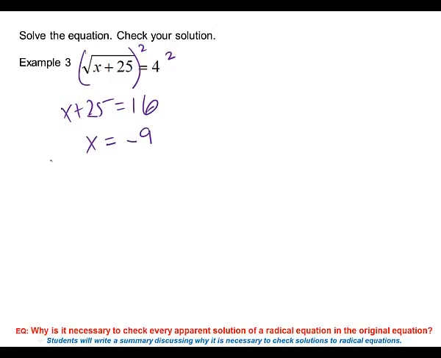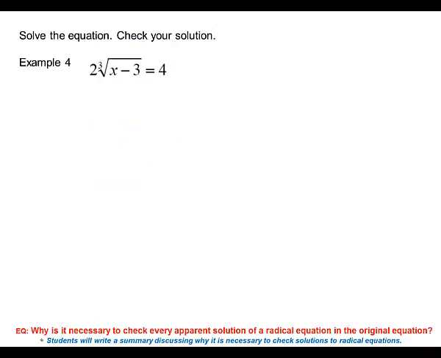Okay, sometimes negatives are problems under radical signs. We don't really want to come out with i's. We want real number solutions today if we can. Okay? So what's negative 9 plus 25? Square root of 16 is 4. Did it work? Yep. So that was a good answer.